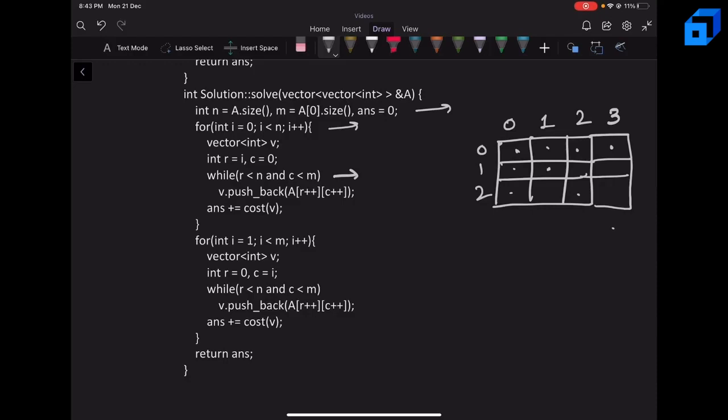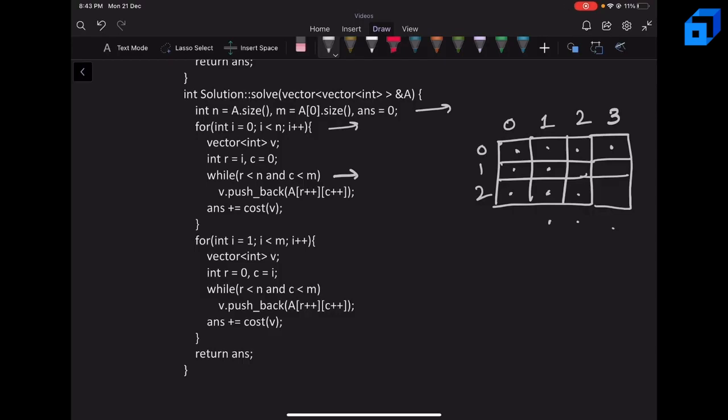So we'll now consider the case where we take 1, 0. We start from 1, 0, append it, and then move to 2, 1. After appending 2, 1, we move to 3, 2. But 3, 2 is outside of the array, so we stop. Now we go from 2, 0. From 2, 0, we move to 3, 1. But 3, 1 is outside of the array, so we stop.